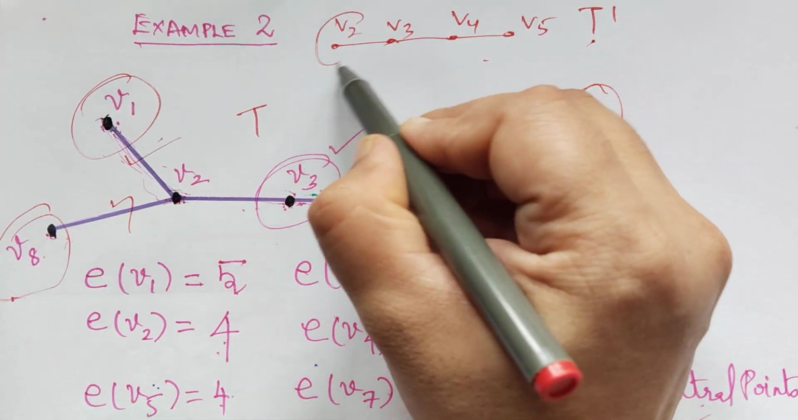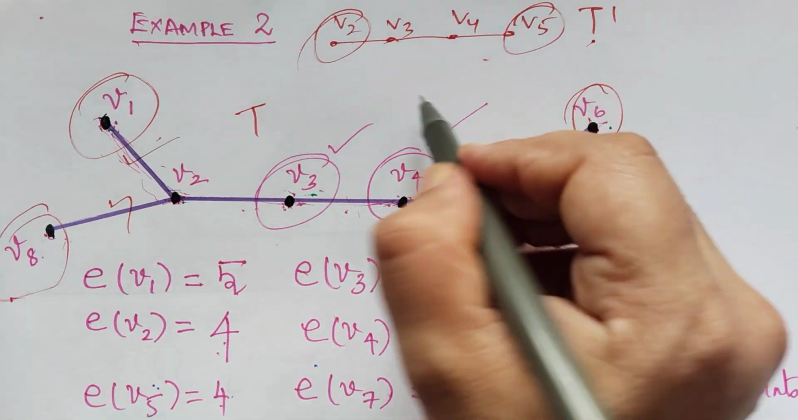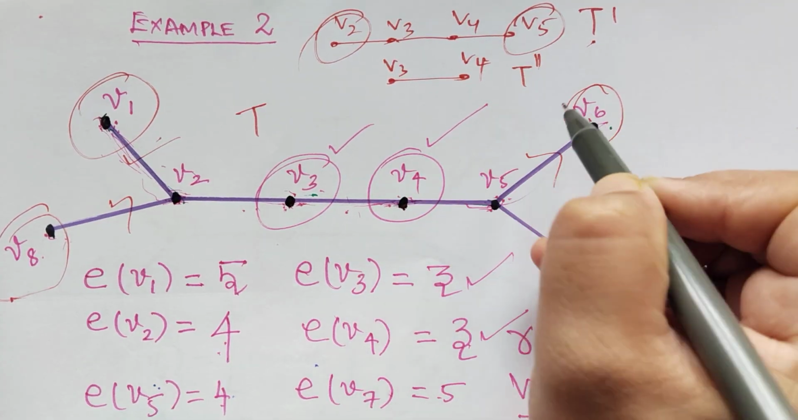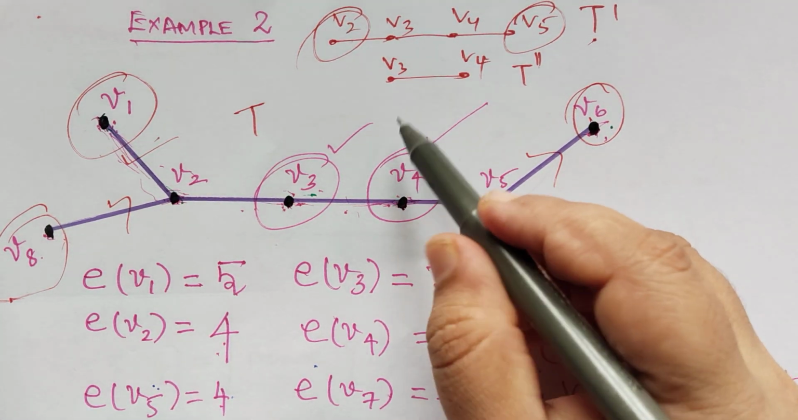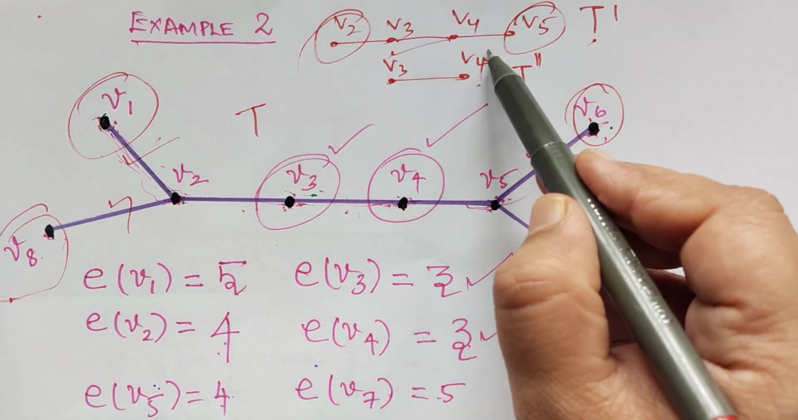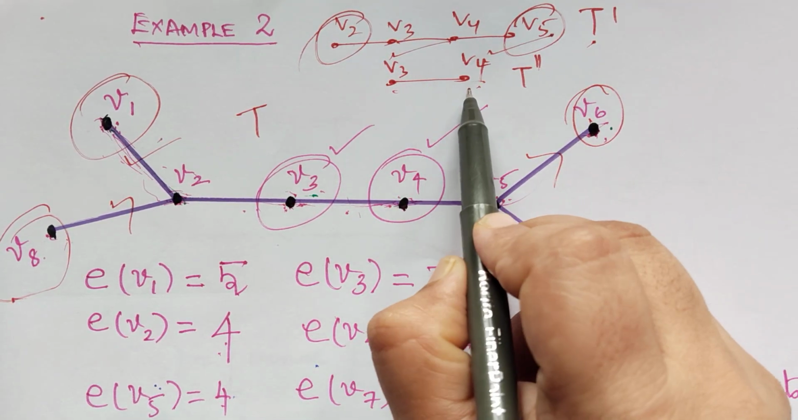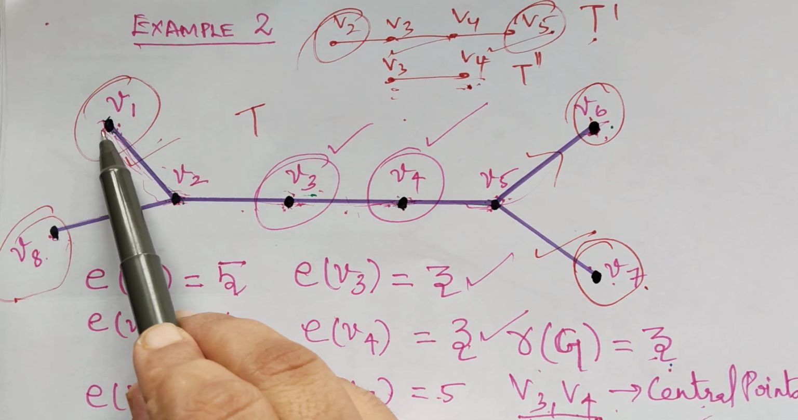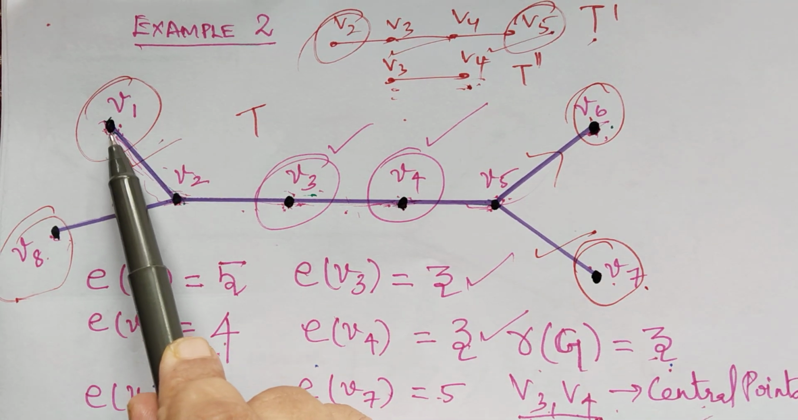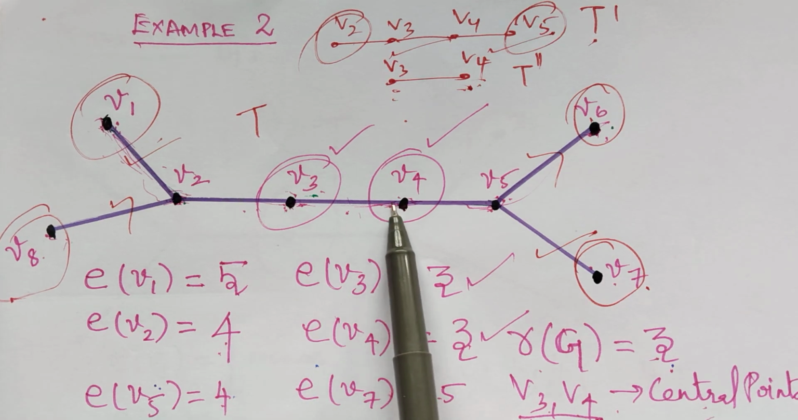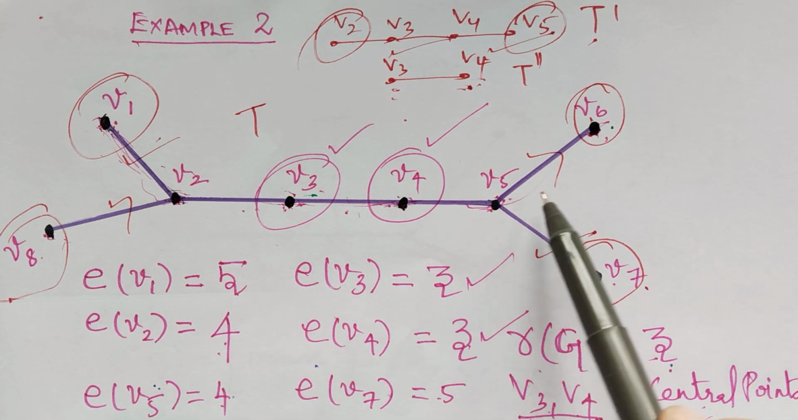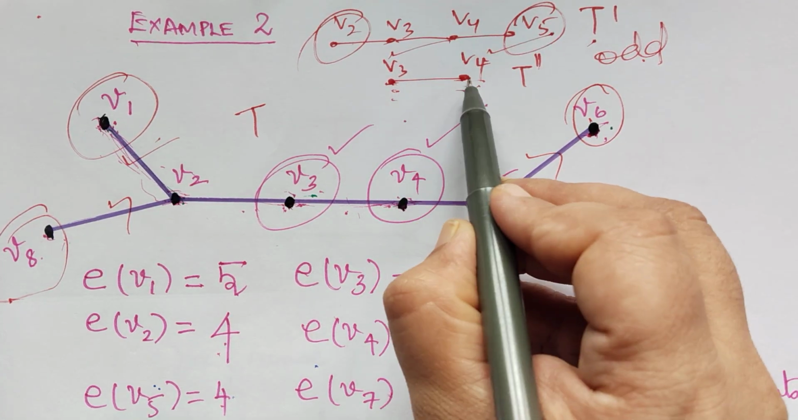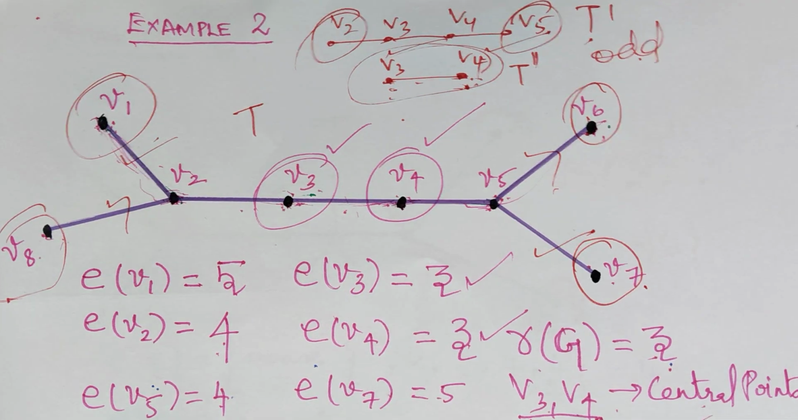Now the end vertices of this graph are V2 and V5. Remove them. We will be left with V3, V4. And this is graph T double dash. For this graph, the center is V3, V4 and they are adjacent to one another. So for this graph we have two centers. And if you see, the longest path has odd length because 1, 2, 3, 4, 5. So the length of the longest path was odd, and we are left with two vertices which are adjacent to one another, which are the centers.